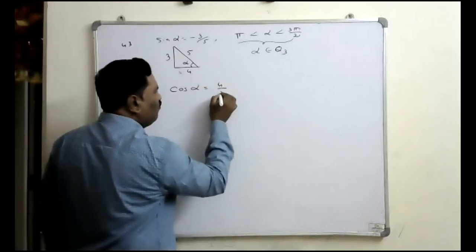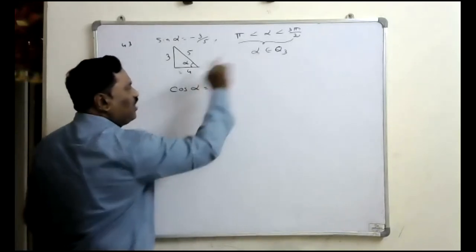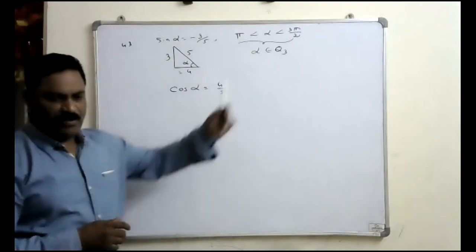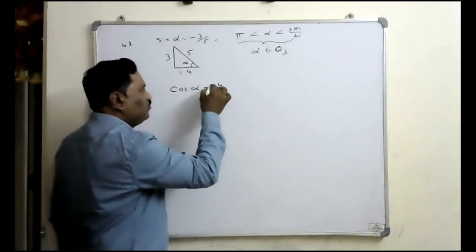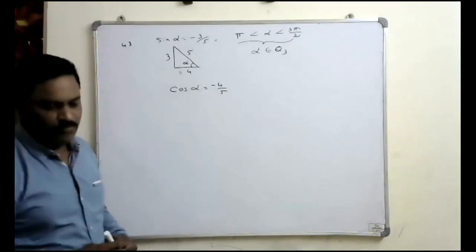Means we will take the value from the triangle and the sign from the quadrant. Where alpha is in the third quadrant, cos is negative. That is minus 4 by 5.